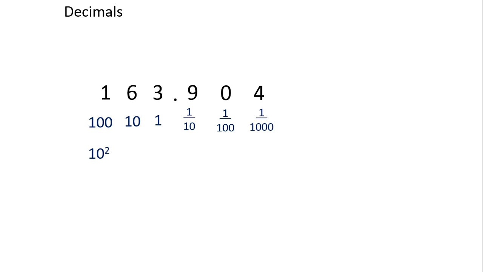and so on. And remember, we can also write place value in terms of powers of 10. So 100 is the same thing as 10 to the second power, 10 is 10 to the first power, 1 is 10 to the 0 power, 1/10 is 10 to the negative first power, 1/100th is 10 to the negative second power, 1/1000th is 10 to the negative third power.